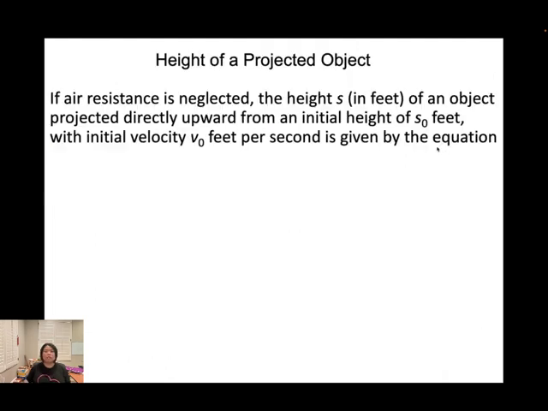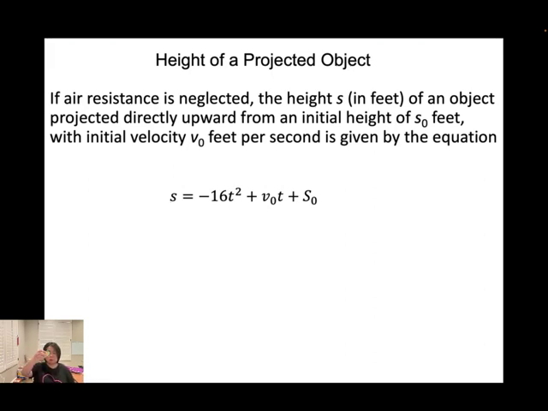Okay, next one. Height of a projected object. If air resistance is negated, the height s in feet of an object projected directly upward from the initial height of s0 feet with initial velocity v0 feet per second is given by the equation. So we do have the equation here, and s represents the height of the object.